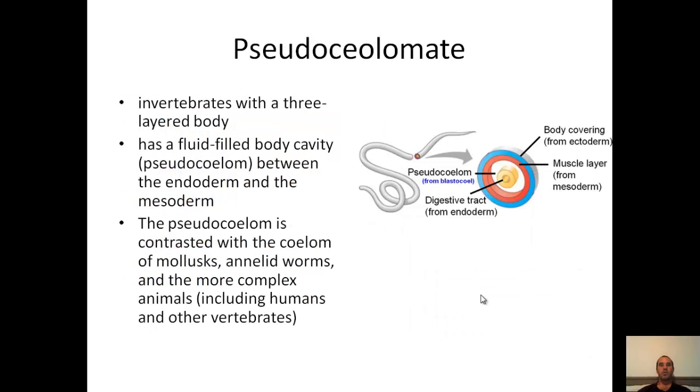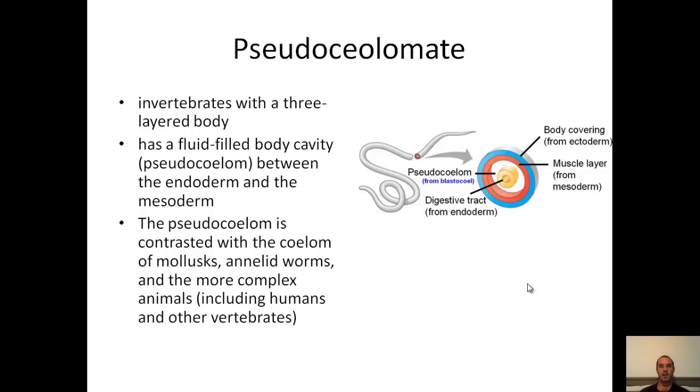Okay, now we're just going to be talking about, this is not a phylum, it's just a development within organisms as they're getting more complex. This is called pseudocoelomate. So you want to write down the top part, pseudocoelomate. All pseudocoelomates are invertebrates with a three-layered body. They have a fluid-filled body cavity called a pseudocoelom between the endoderm and the mesoderm.